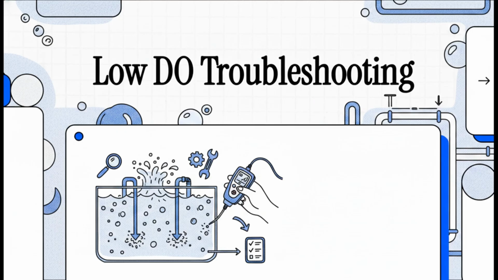What we're unpacking here is basically your definitive field troubleshooting manual for one of the absolute most critical emergencies we can ever face out there: low dissolved oxygen in our aeration tanks. We are going to break down the exact step-by-step protocols you need to diagnose and fix this issue right out in the field.